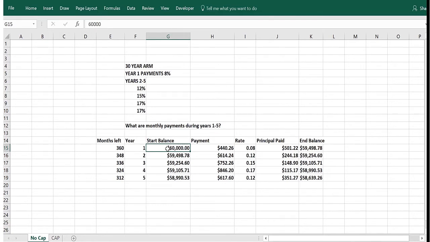So what will we pay the first 12 months? And the rates reset, the payment resets at the beginning of each year, I should have said. So we'll figure out the payments that we would make each month for 5 years.